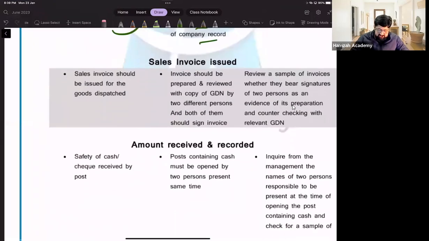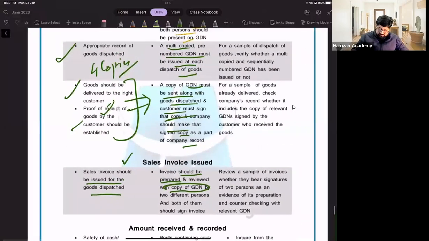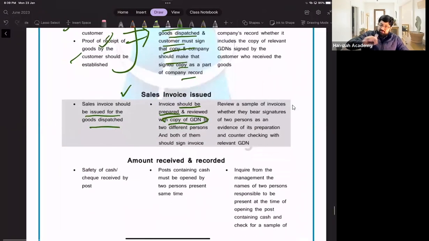Now, students, sales invoices issued. Sales invoices should be issued for the goods dispatched. You have dispatched onion and are sending an invoice for carrot. Inappropriate. Now, how to achieve it? One person prepares the invoice, and another reviews it with the copy of the GDN. One person prepared the invoice, the other reviewed it, and both should sign it.